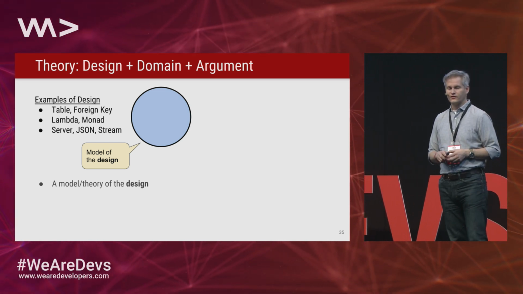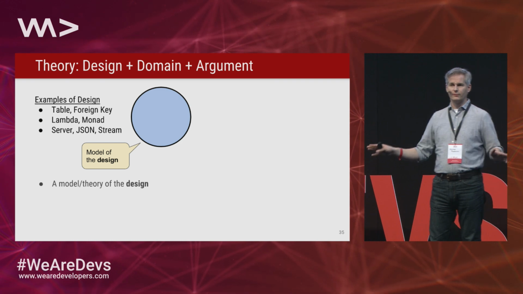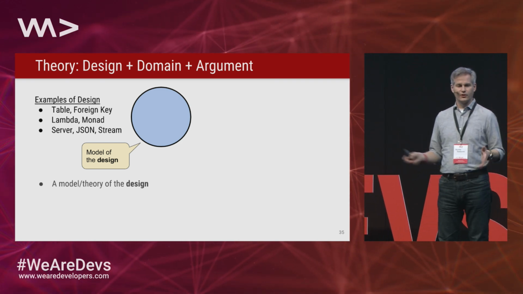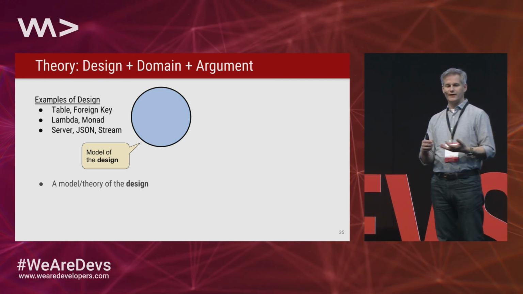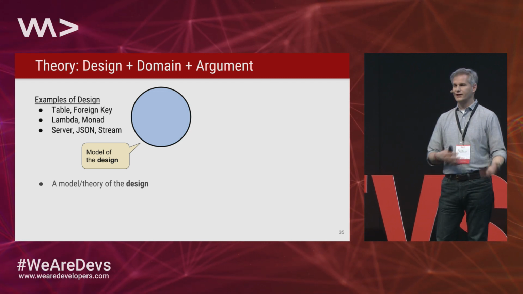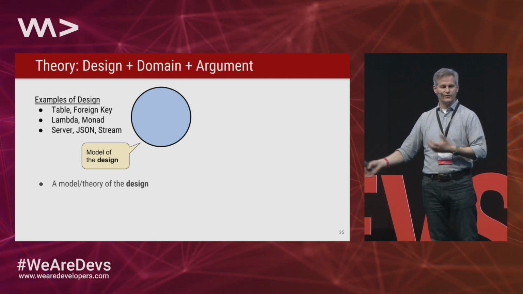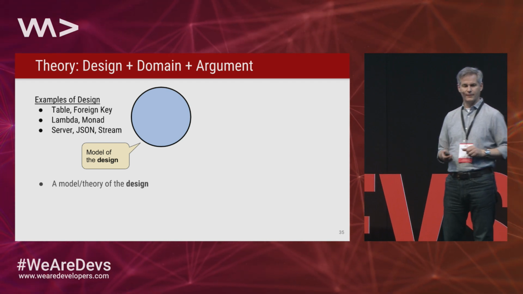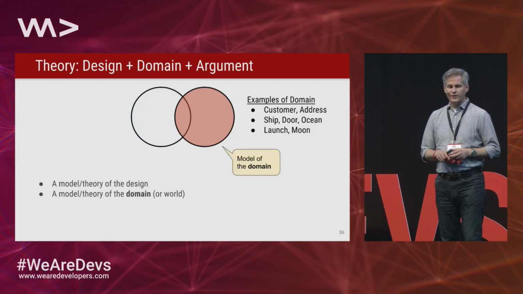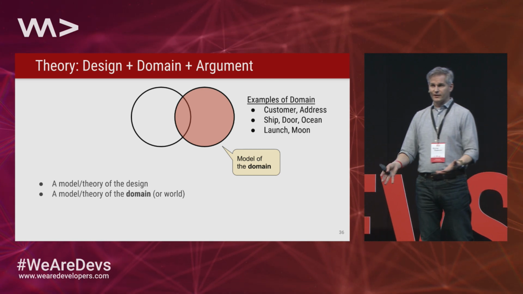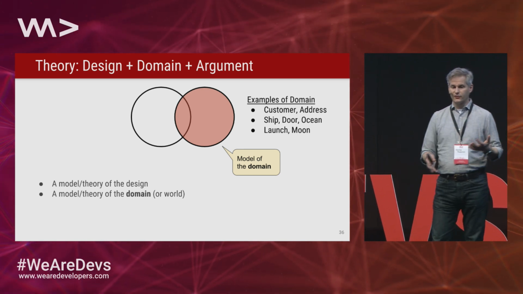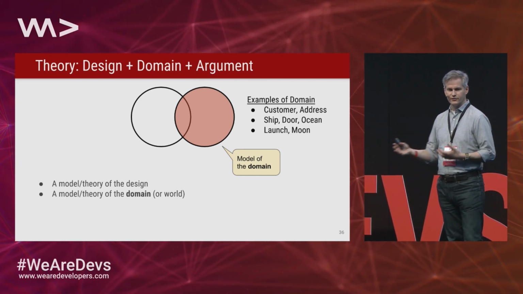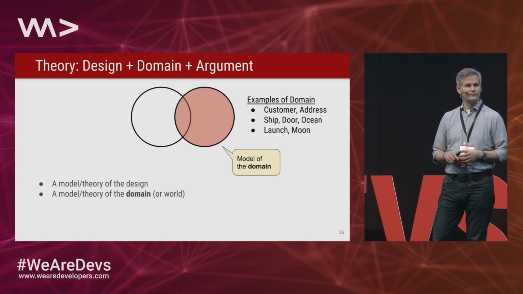So here are some examples of things from the design, and these are terms that every one of us as software developers are going to recognize. Tables, foreign keys, lambdas, monads, servers, JSON, streams, clients, servers, any of these kinds of things. These are design topics that any programmer should understand. The second bit is examples of things from the domain. Customers, addresses, ships, doors, oceans, launches, things like this, okay?